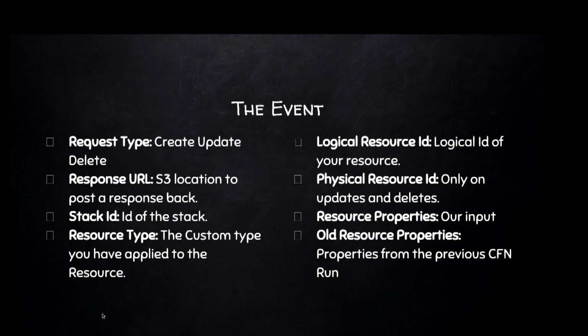Resource properties, this is all of the input, right? These are the properties that were under the service token. This is going to be, in this example, our region, our hosted zone ID, and our, what was the last one? VPC ID. Okay, and then old resource properties. If you're doing an update, these are the old resource properties so that you can do a delta against your resource properties versus your old resource properties and find out what's changed. So you can determine if you can do an update, if you need to do a full replacement, things to that effect.